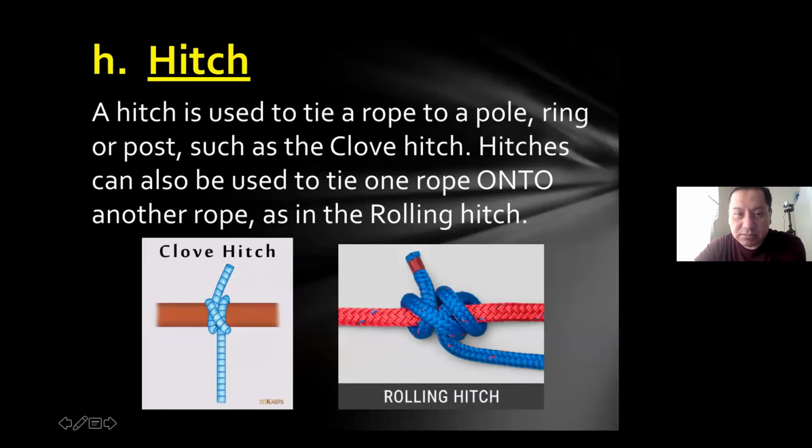A hitch, again, another word that we're going to be using a lot. What's a hitch? Okay. A hitch is a knot that is used to tie a rope to a pole or a ring, such as the clove hitch. Hitches can also be used to tie one rope onto another rope, as in the rolling hitch.